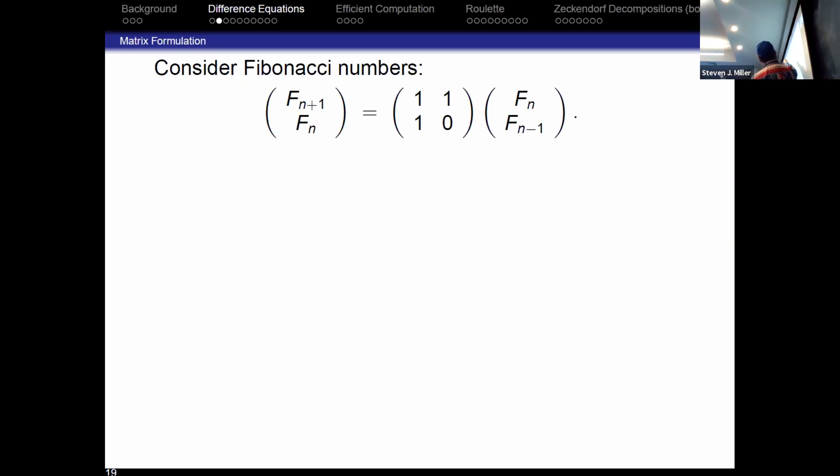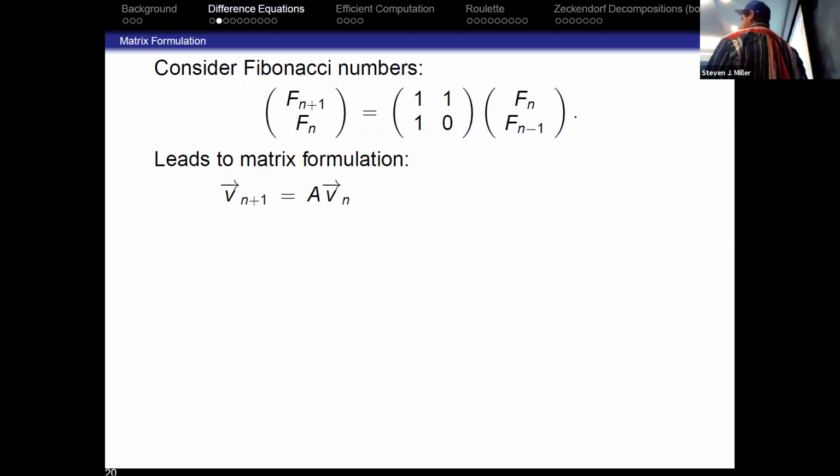Let's consider the vector (F_{n+1}, F_n). And if I take the matrix [[1, 1], [1, 0]] and act on (F_n, F_{n-1}), then the top becomes F_n plus F_{n-1}. Oh, that's F_{n+1}. And the bottom is just F_n. So this matrix is a transition matrix. It takes us from a pair of Fibonacci numbers to the next pair. And so we've got this matrix formulation.